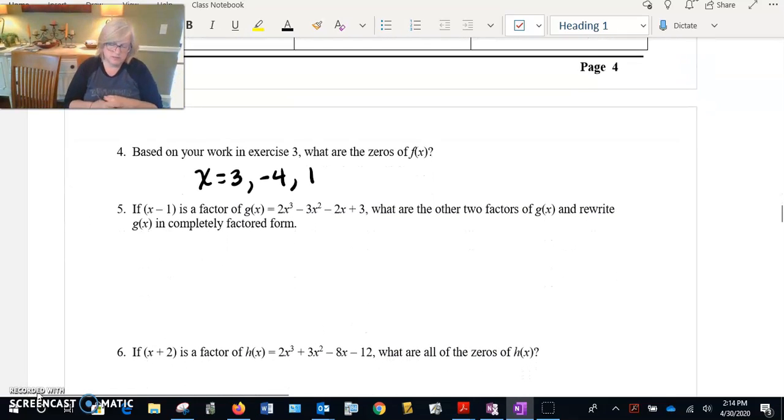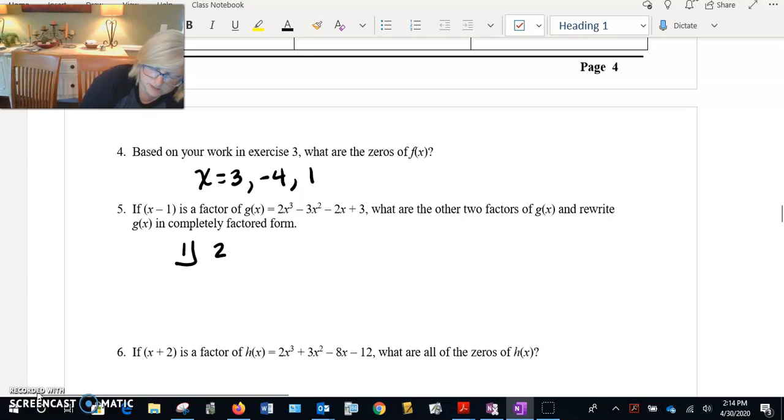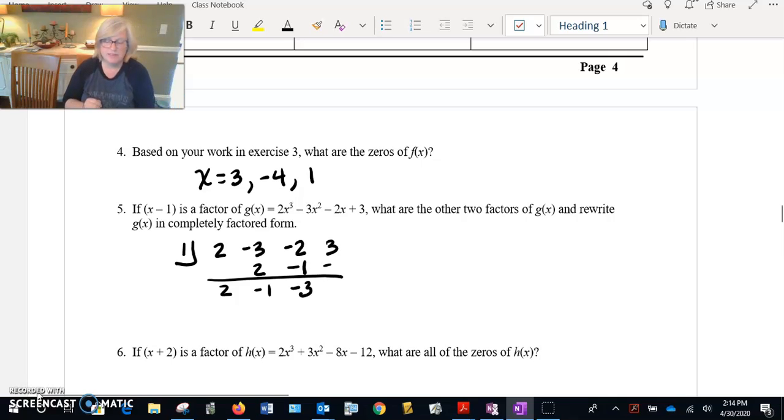Now the next question says, so we're just continuing on, doing a little extra practice here. If x minus 1 is a factor, what are the other two factors, and write it in completely factored form? So again, I'm just going to go ahead and do synthetic. 2, negative 3, negative 2, 3. Drop, multiply, add, multiply, add, multiply, add. So that's a factor. Very clearly, we get to the end and we get a nice remainder of 0.